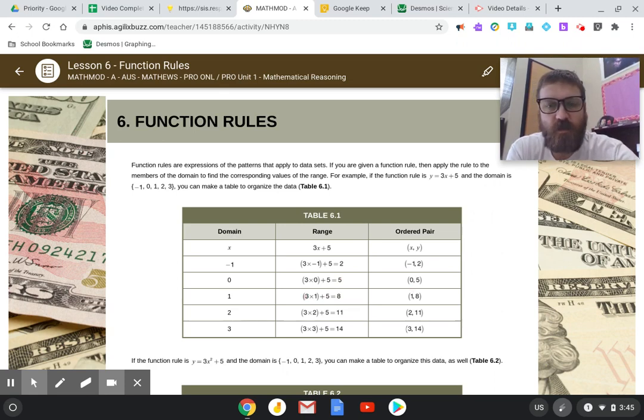So that's basically how a function works. So that's one aspect of what they're going to have you do. They're going to give you a list of domain values. They're going to give you the function rule, and then you're going to get the resulting values for those.